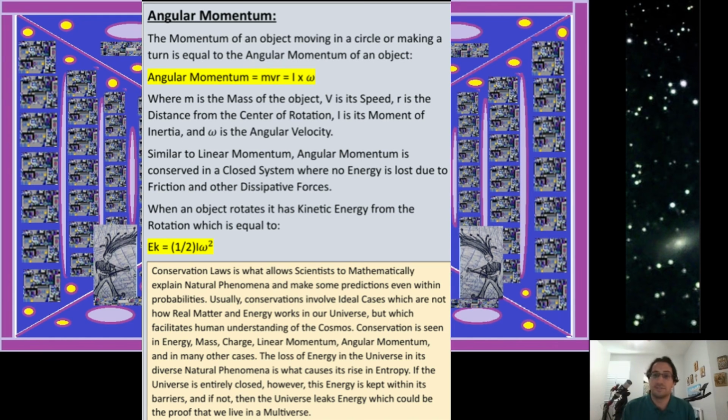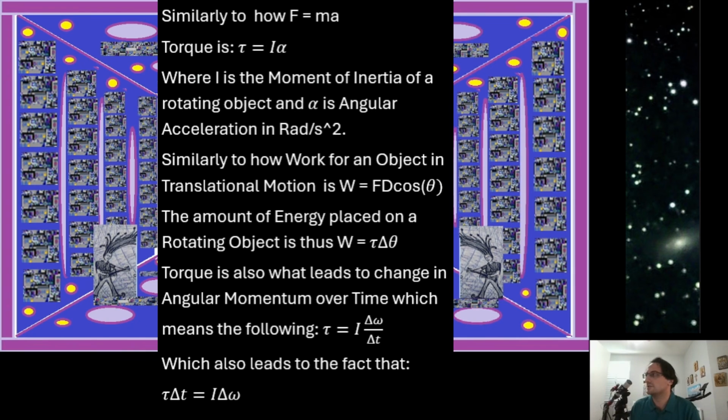Similarly to how F equals ma, force equals mass times acceleration, torque is equal to moment of inertia times the angular acceleration, I alpha, where I is the moment of inertia of an object and alpha is its angular acceleration in radians per second squared. Similarly to how work for an object in translational motion is F d cosine theta, where F is the force, d is the displacement, and theta is the angle between the force and displacement, the amount of energy placed on a rotating object is thus work equals the torque times the change in theta.